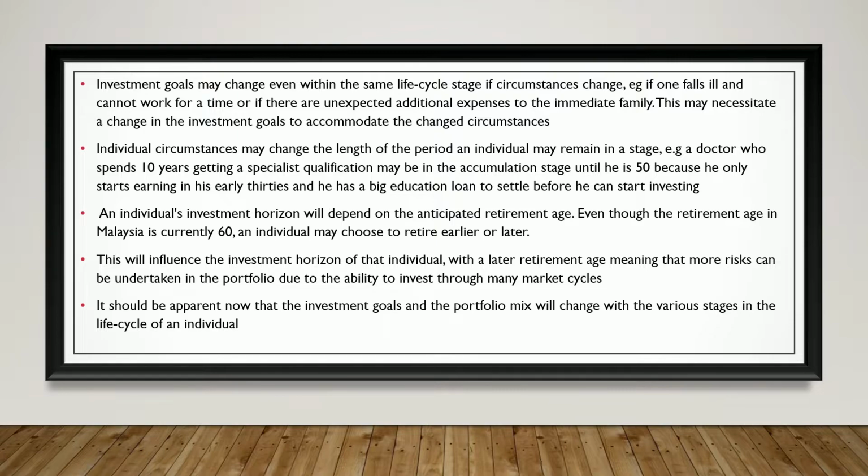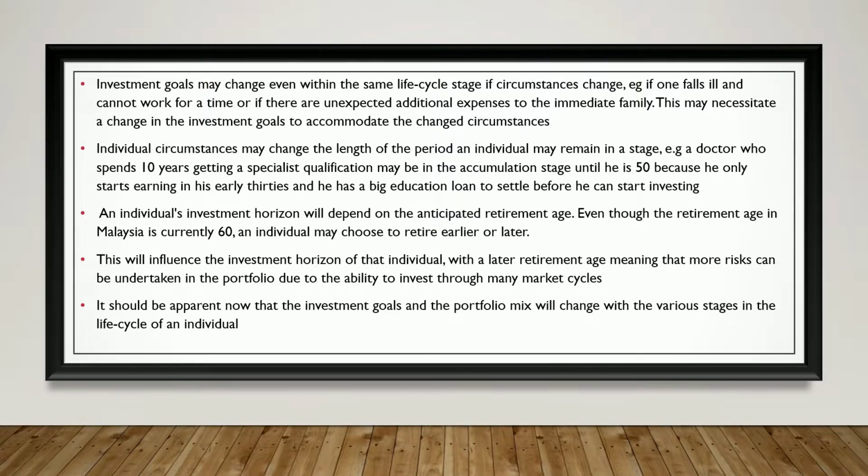Individual circumstances may change the length of the period an individual may remain in a stage. For example, a doctor who spends 10 years getting a specialist qualification may be in the accumulation stage until he is 50, because he only starts earning in his early 30s, and he has a big education loan to settle before he can start investing.